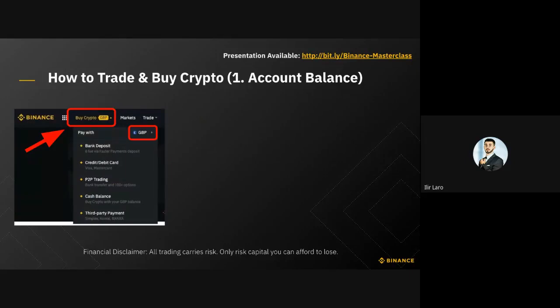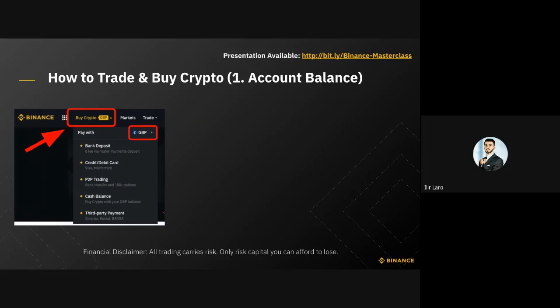So the first thing is to understand the user journey. So you first register an account, you've then verified your account, so you've unlocked fiat limits. Now you've deposited funds into your account, so you've deposited either fiat or crypto. Let's say you've deposited GBP, you have some GBP in your Binance wallet. Now, what's the next stage? How do you actually buy crypto?